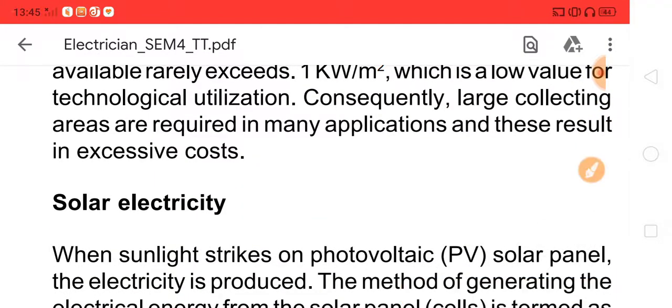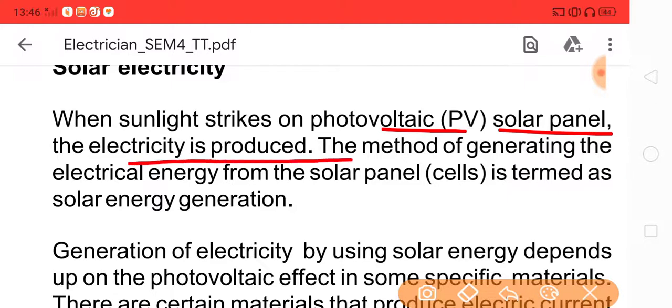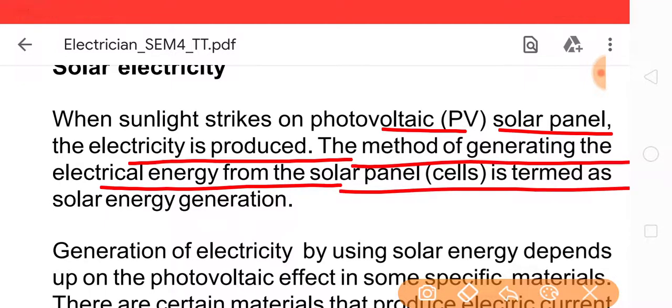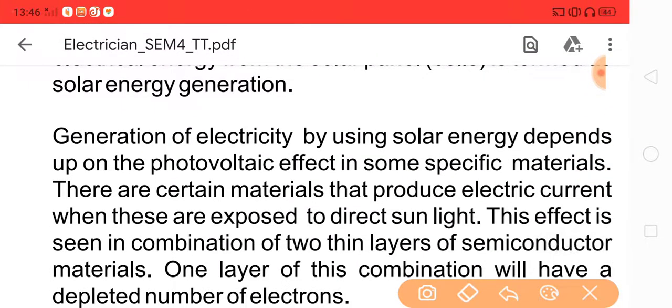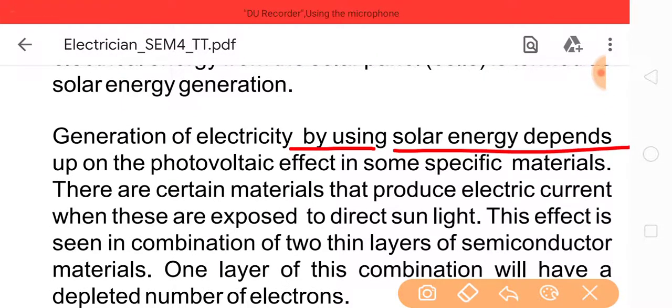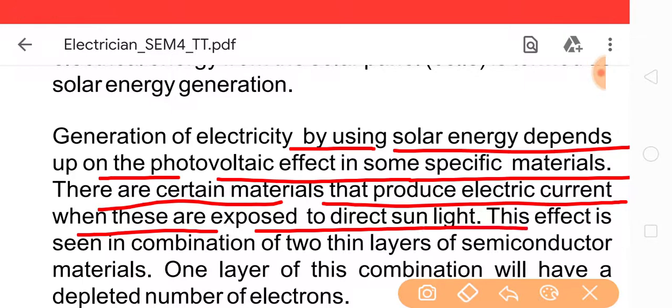Solar electricity: when sunlight strikes a photovoltaic solar panel, electricity is produced. The method of generating electrical energy from solar panel cells is termed solar energy generation. The generation of electricity using solar energy depends on the photovoltaic effect in some specific materials. There are certain materials that produce electrical energy when exposed to direct sunlight.